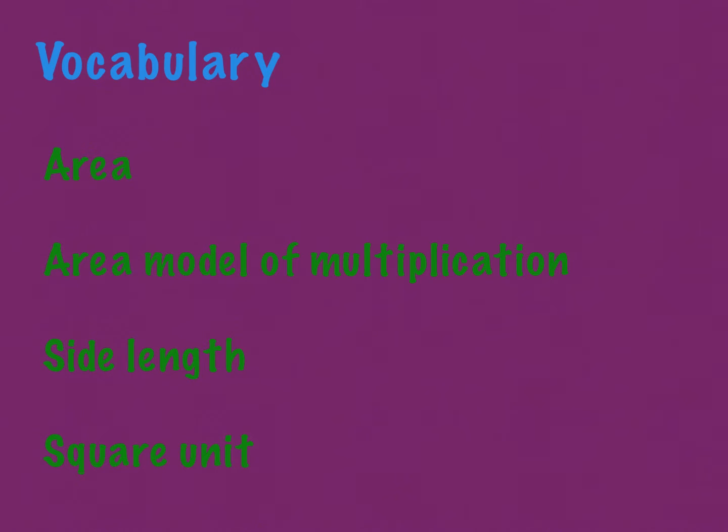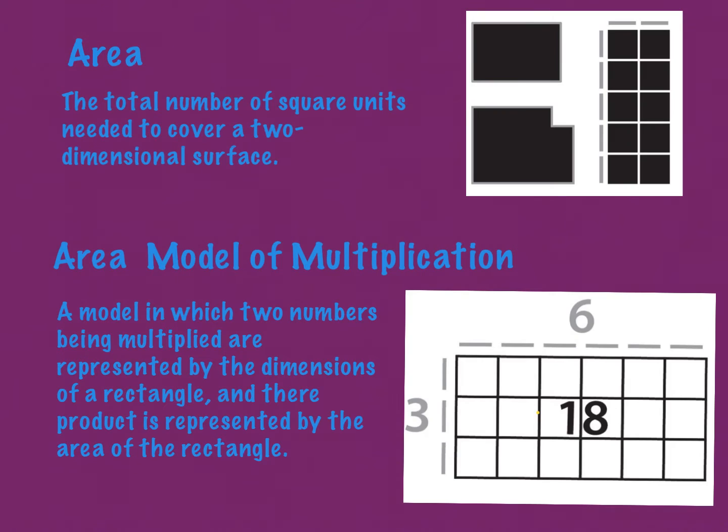Some vocabulary that will help us explore area are area model of multiplication, side length, and square unit. Area is the total number of square units needed to cover a two-dimensional surface. The area model of multiplication is a model in which two numbers being multiplied are represented by the dimensions of a rectangle, and their product is represented by the area of the rectangle.